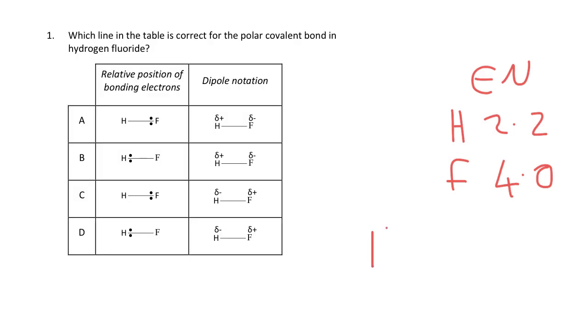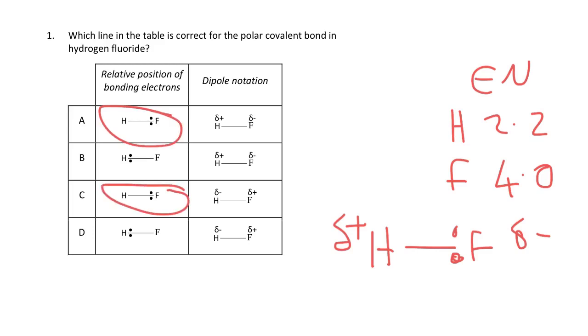Fluorine has a higher electronegativity, so that tells us there's a greater attraction for the electrons in the bond. They'll be closer to fluorine. It's slightly negative, hydrogen slightly positive. So now we just need to match up with the possibilities and the answers here. So I need one where the electrons are closer to fluorine. I've got A or C. I then need to find one where we've got delta negative beside fluorine, delta positive beside hydrogen, and that is A. So our answer is A.